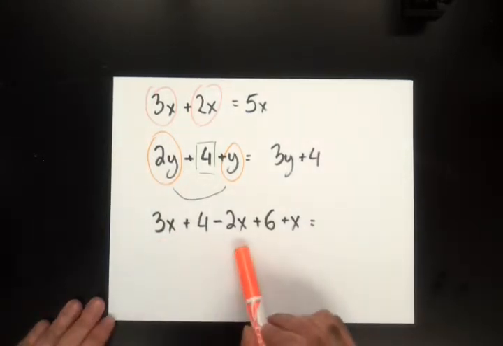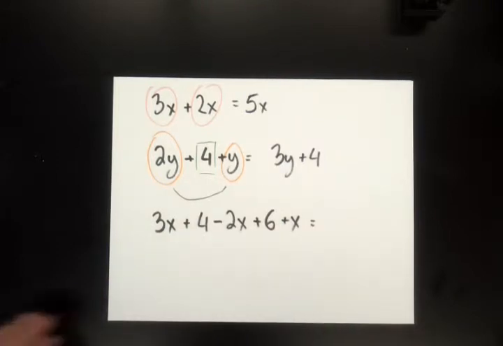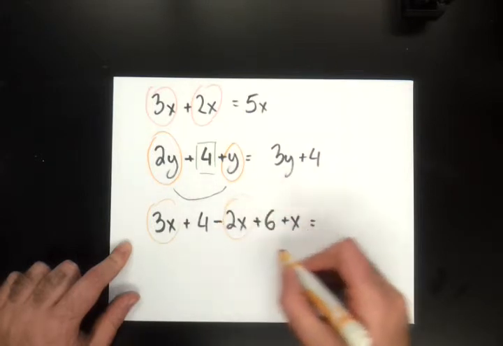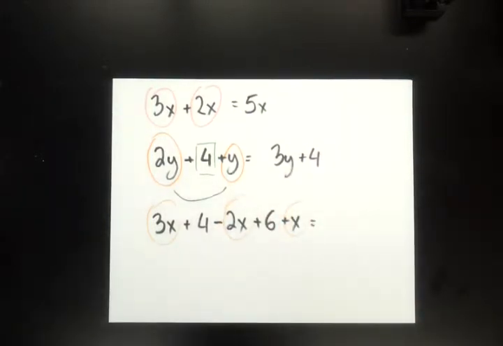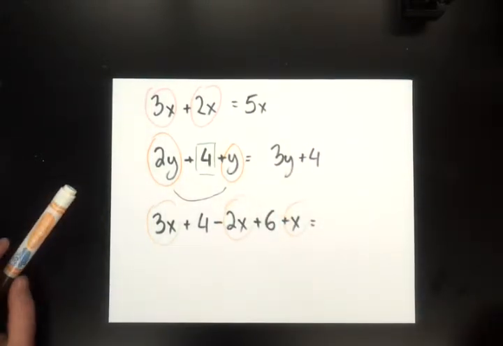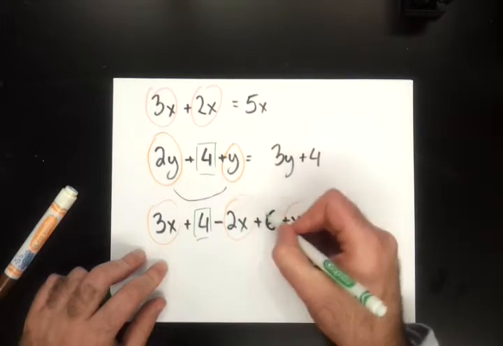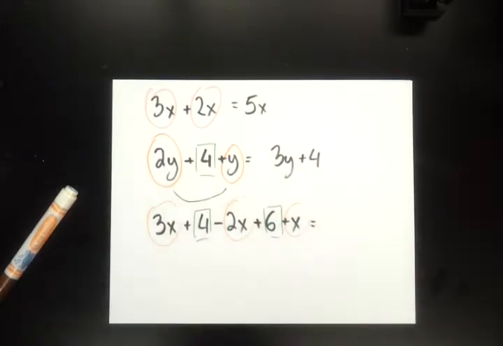X term, x term, x term. I'm going to label them as such. X term, x term, x term. Now, identify my other type of terms. Constant, constant, terms without variables. Alrighty. Now I can combine anything that isn't a like term.